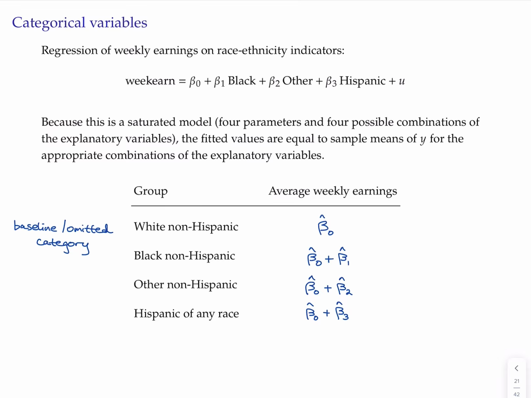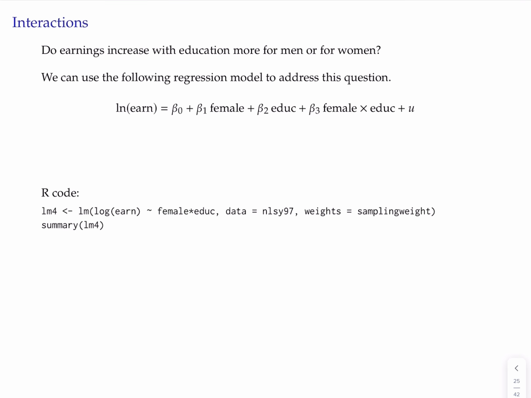And then the fitted values for all the other groups are the intercept plus their respective coefficient, so that you can think of the beta 1 hat as the difference in average weekly earnings between black non-Hispanic and white non-Hispanic individuals in this sample. All right, and then very similar interpretations for these others relative to the white non-Hispanic average. Okay, we'll look at examples of that in class.